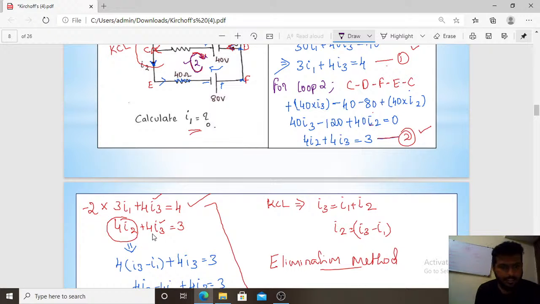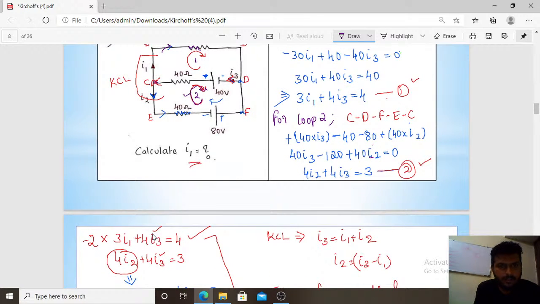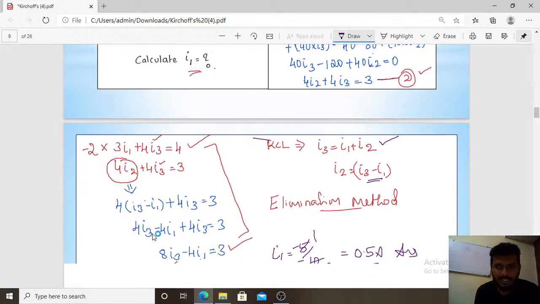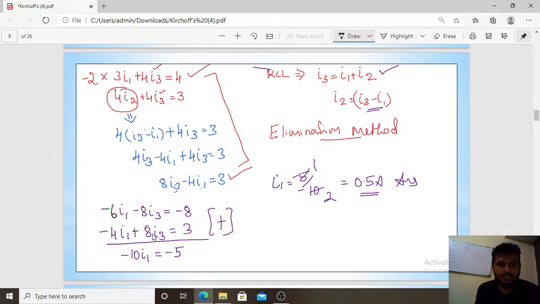So then we directly go for changing 4I2 in terms of I3 and I1. So how can I write for I2? Kirchhoff's current law. This is the junction, I3 is entering, I3 is equal to I1 plus I2. So I2 is nothing but I3 minus I1, is it right? Yes. So after writing I3 minus I1, I3 minus I1 plus 4I3, that is equal to 3. Then 4I1, 4I3. 8I3 minus 4I1, that is equal to 3.